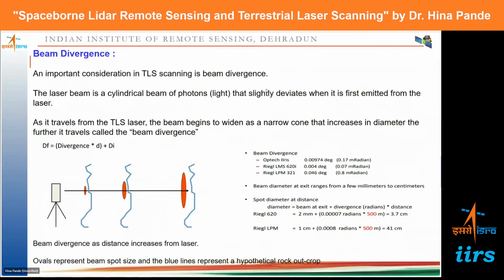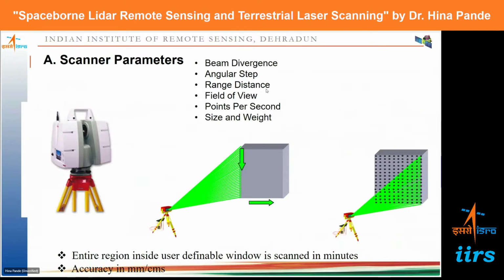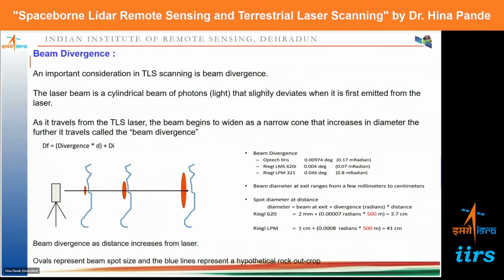So beam divergence is a very important consideration in terrestrial laser scanning. Here the laser beam is a cylindrical beam of photons, as we have seen here. So it is a beam of photons that slightly deviate when it is first emitted from the laser. Now, as it travels from the terrestrial scanner, the beam begins to widen. As you see, it begins to widen, right? As the narrow cone that increases in diameter the further it travels, therefore it is called the beam divergence.